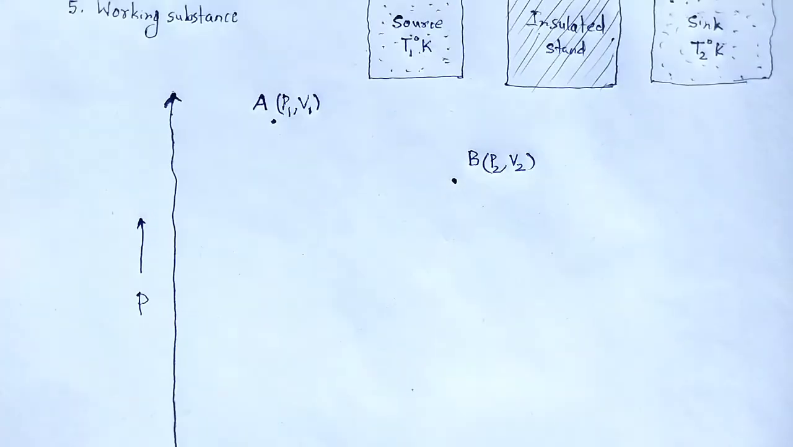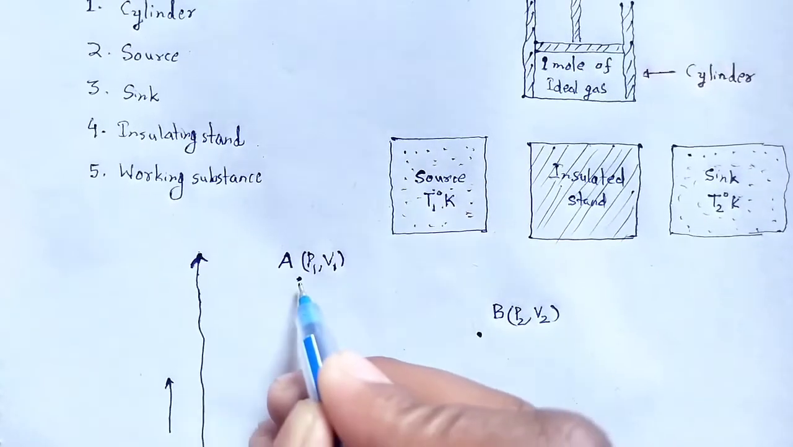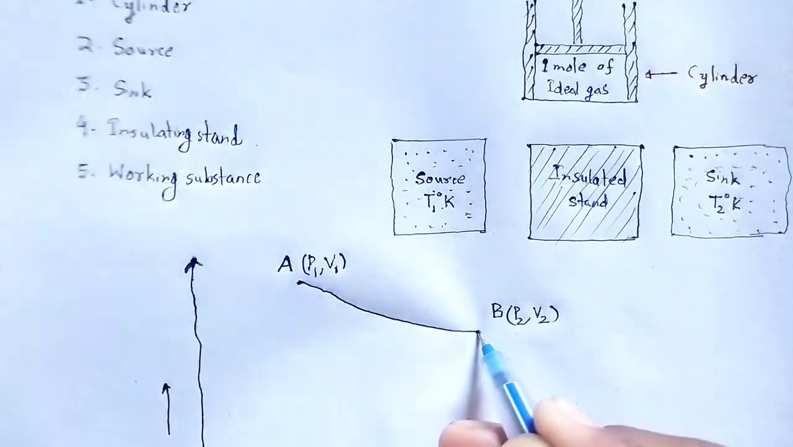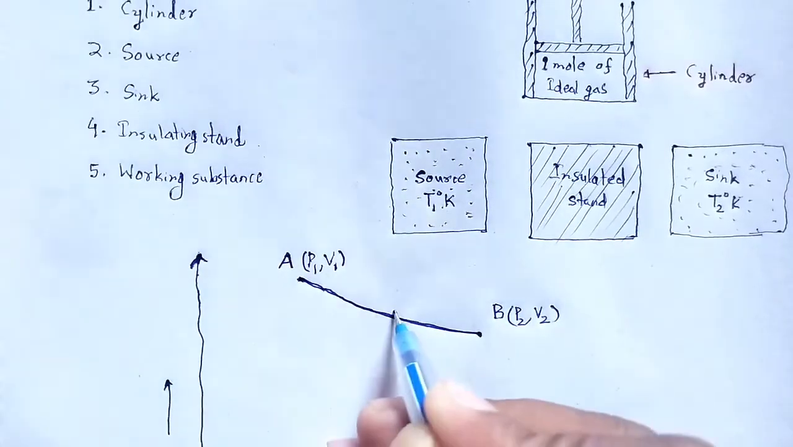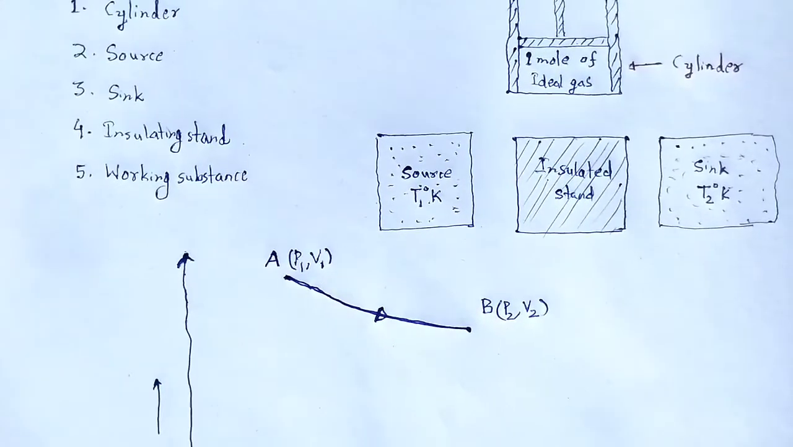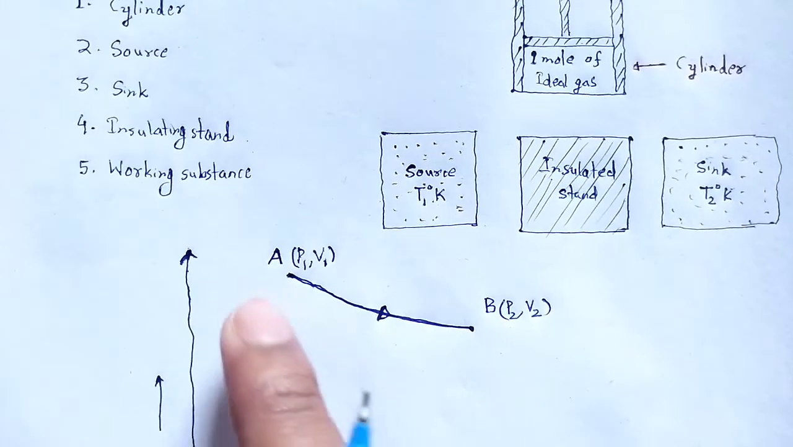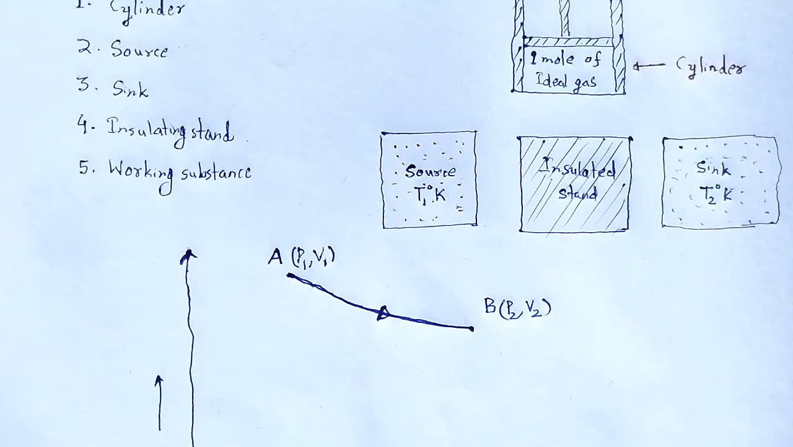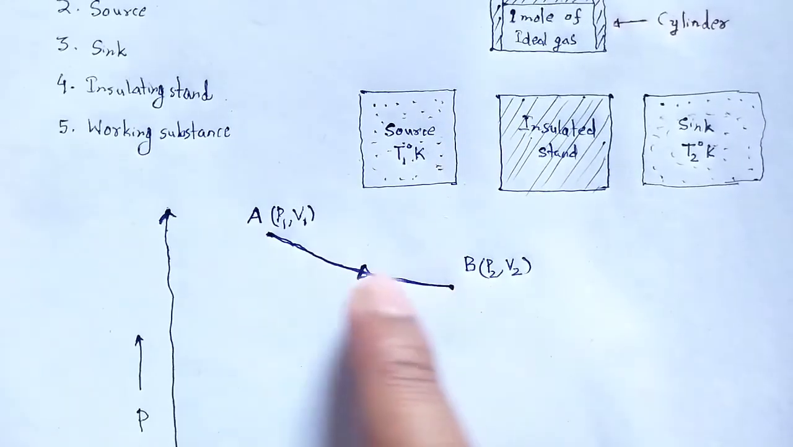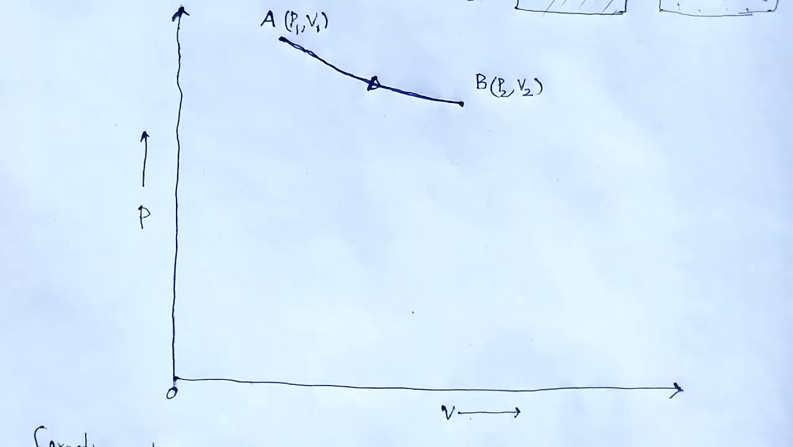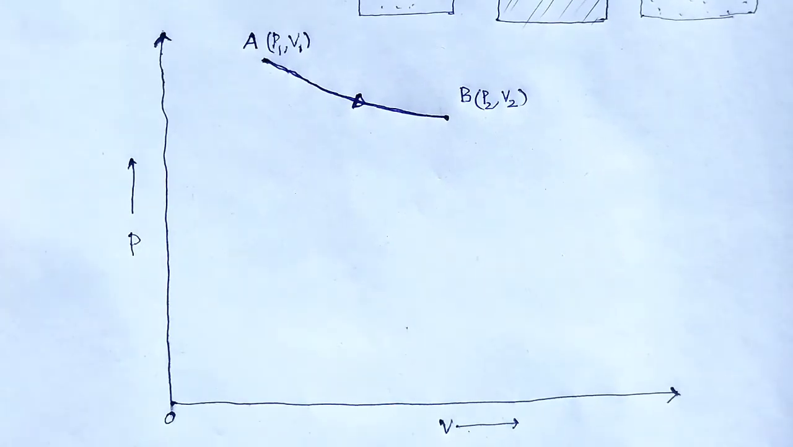Now, here is the process, step 1, that is the isothermal expansion. We have to calculate what should be the work done during the isothermal expansion. In this process of isothermal expansion, the gas moves from state A at P1 V1 to state B at P2 V2, and it is represented by curve AB on the PV diagram, which is known as the indicator diagram.